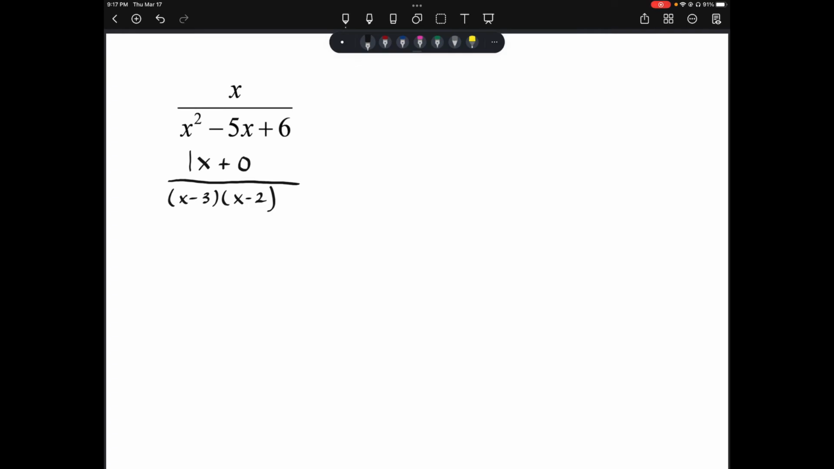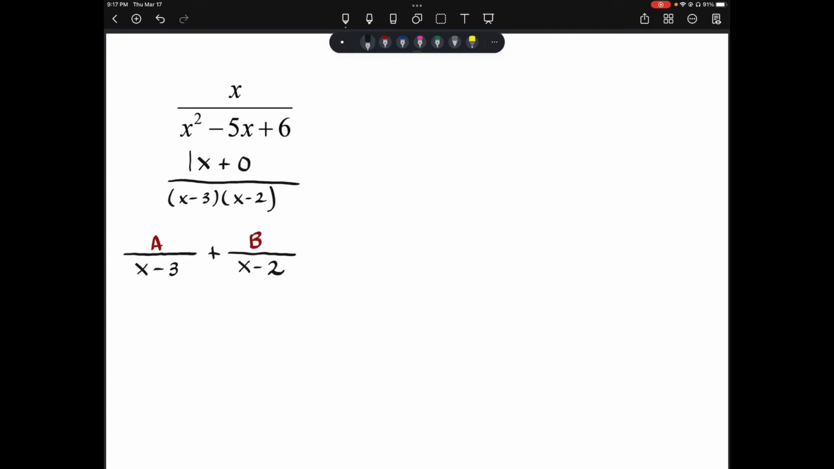Okay, so our goal here will be to rewrite this fraction above as something over x minus 3 plus something over x minus 2. That's our goal. So we'll call this missing part A and B for each of those fractions.